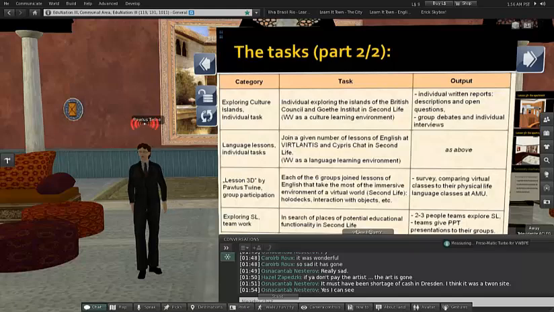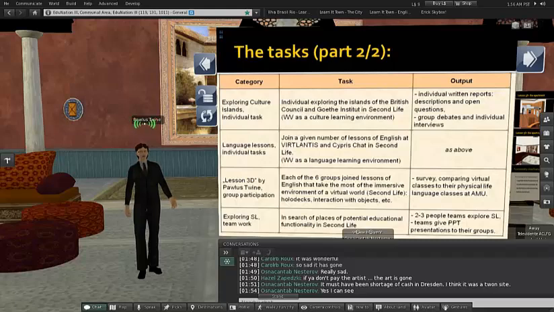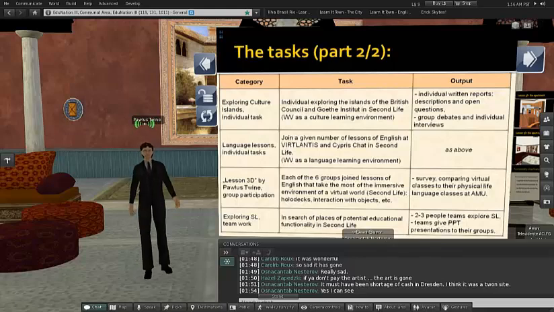And as I had students with elementary education in English, and students with elementary education in German, and those in elementary education and therapy, they also had some command of English and German, but at different levels. So I decided to show them the islands of the British Council and Goethe Institute in Second Life. So that was individual exploring of the islands.